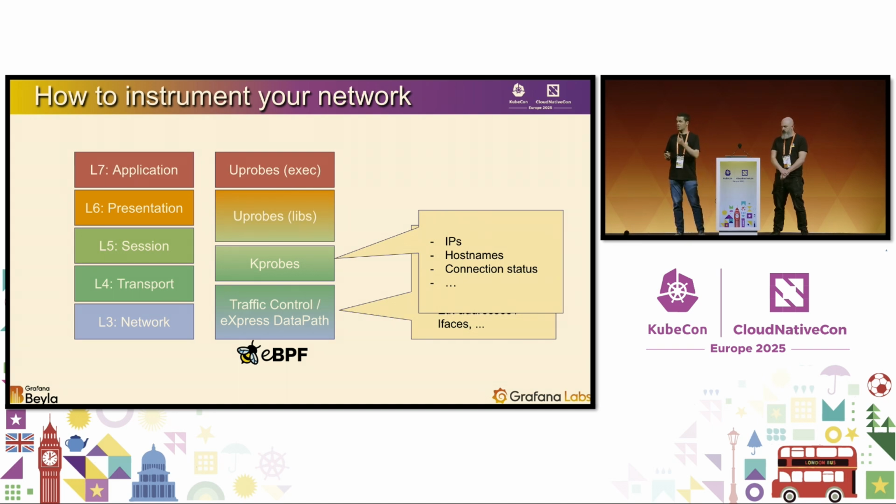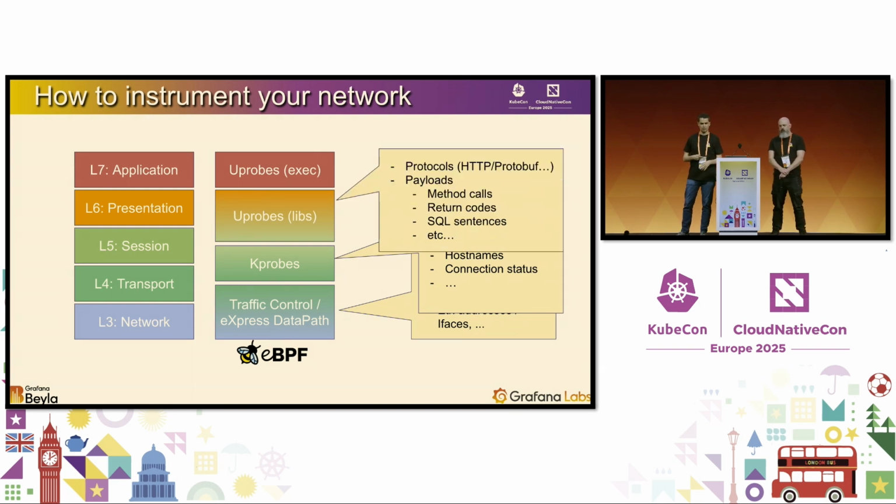With kprobes in the kernel, you can get more information about IPs, connections, host names, and so on. And then if you go to the application level with uprobes, you can get richer information, like which protocols they are using, and even for each method call, arguments, payloads, return codes, SQL, etc. Anything that is visible internally.